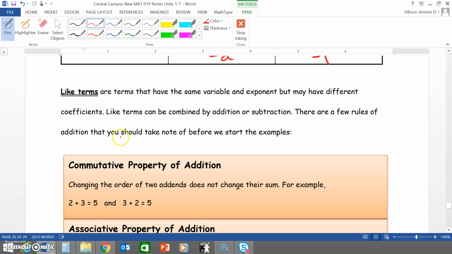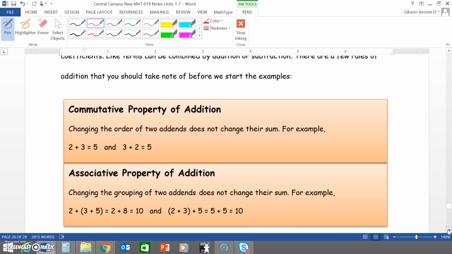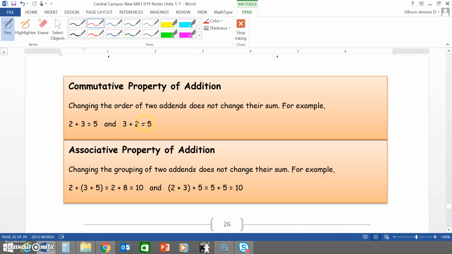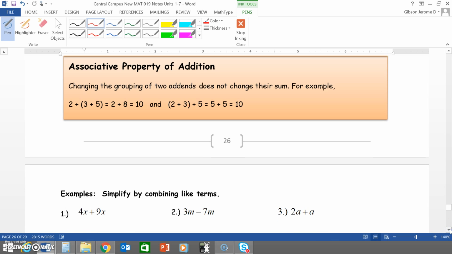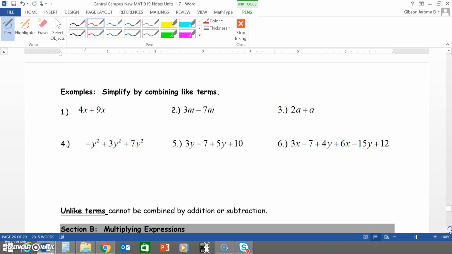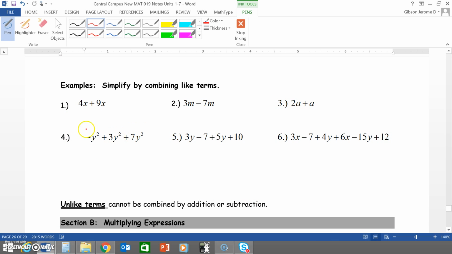There are a few rules of addition that you should take note of before we start the examples. We have the commutative and associative properties. These properties are basically telling you that no matter what order you put addition in, it will still give you the same result. 2 plus 3 and 3 plus 2 both give you 5. 2 plus parenthesis 3 plus 5 and 2 plus 3 in parenthesis plus 5 both still give you 10. So now we can take this knowledge and do examples 1 through 6.